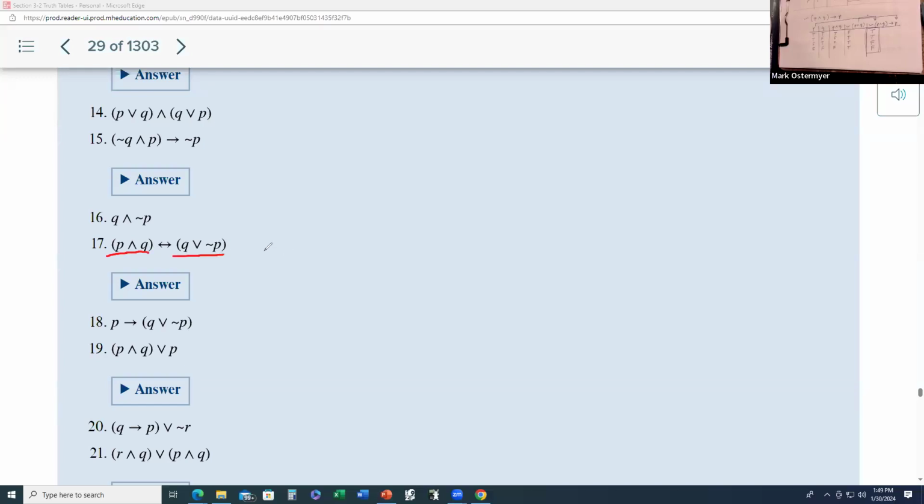See if you can put that all together, ladies and gentlemen, in a truth table, number 17. Just try to do something with it. Obviously, you only have two statements, P and Q. So you start off with your P column and your Q column, and then you go from there. All right, go ahead. Try it out.